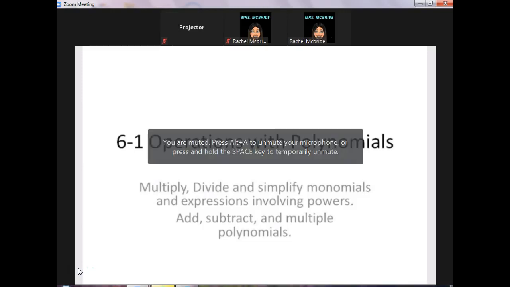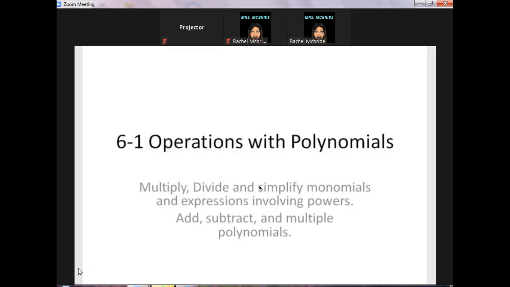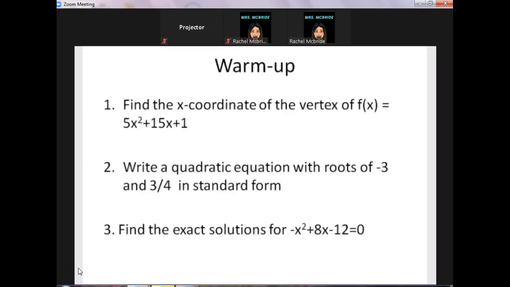All right, so we are looking at operations with polynomials. We're going to multiply, divide, and simplify over the next course of this unit. And today we're going to just start with simplifying and classifying.